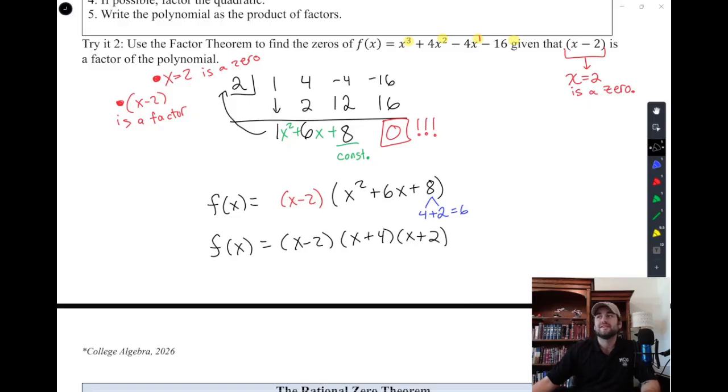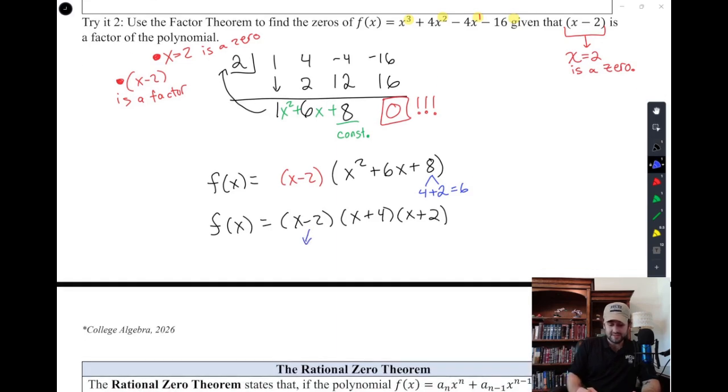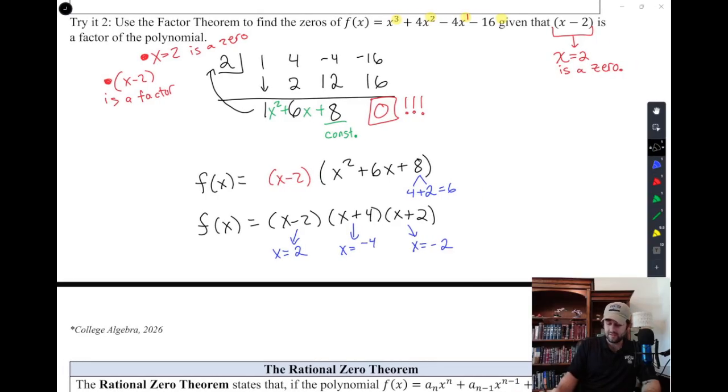And this problem asked us to find the zeros, not the fully factored form, although that fully factored form is a great thing to know. And so x minus 2 gives us x equals 2, x equals negative 4, and x equals negative 2. And so what are our zeros for this thing? Well, there they are.